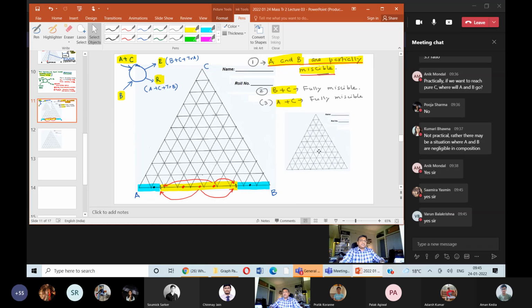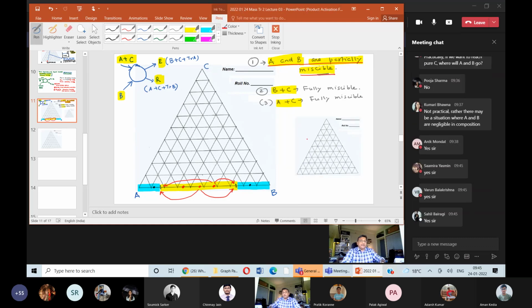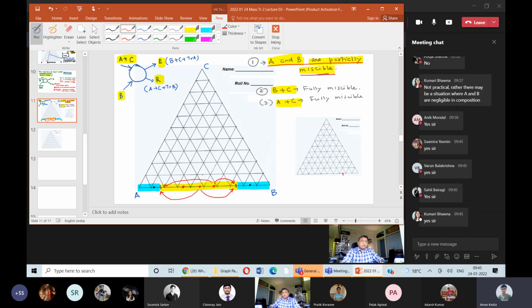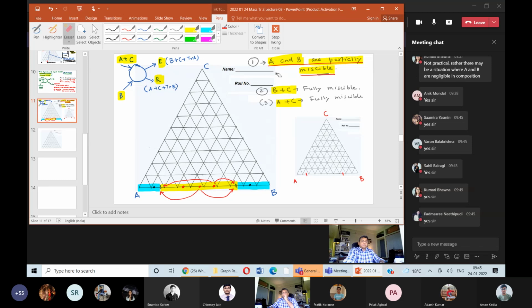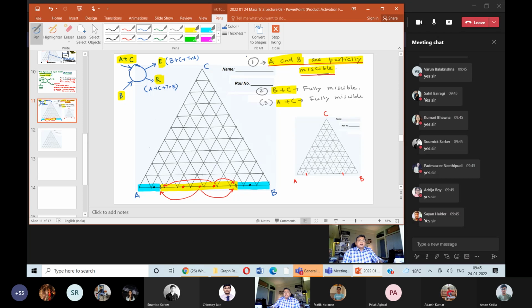So to start with, I again repeat, very lukewarm response from the class. Adrija, is it clear? So this graph, along with these two marks and nothing else, captures this physics fully. Clear?